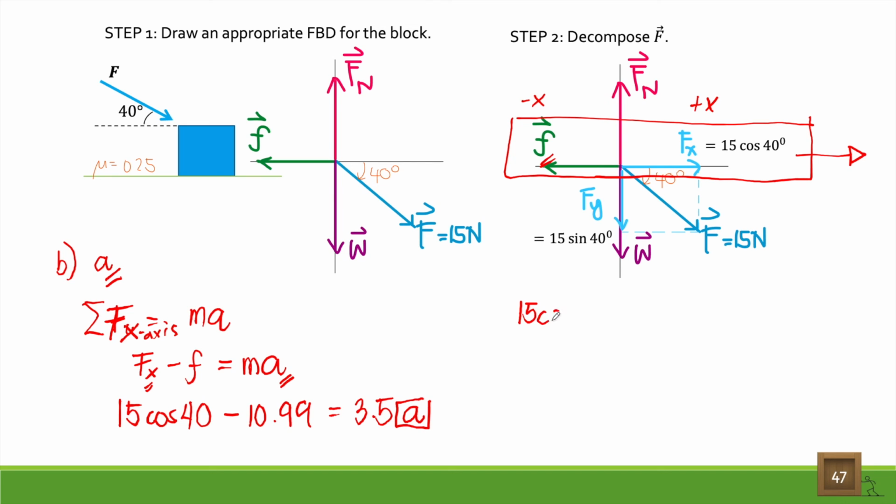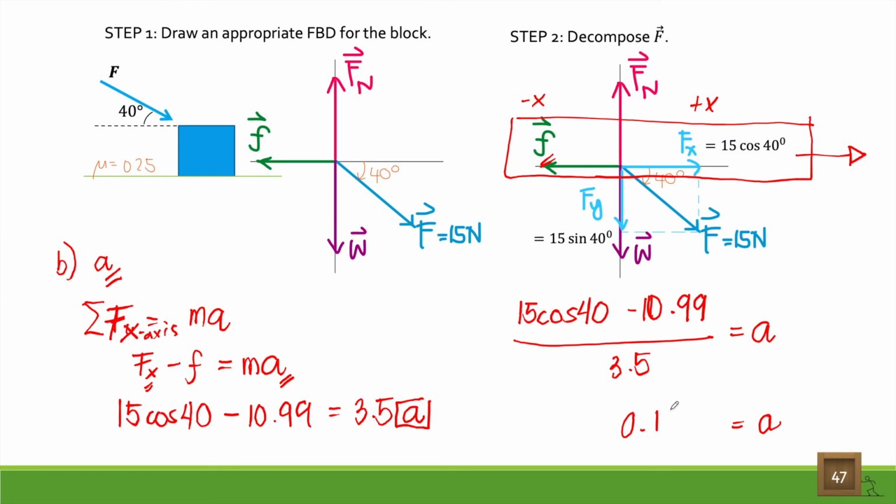15 cosine 40 minus 10.99 divided by 3.5, that is our acceleration. Hence, our acceleration is 0.14 meter per second squared. Acceleration along the x-axis. So this is our answer.